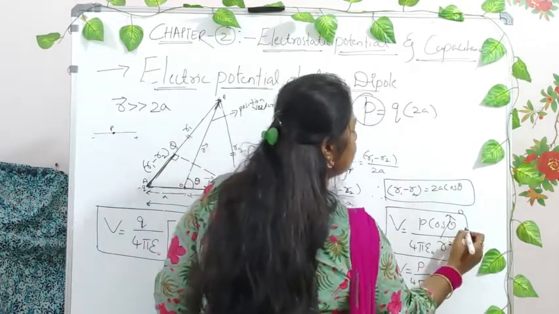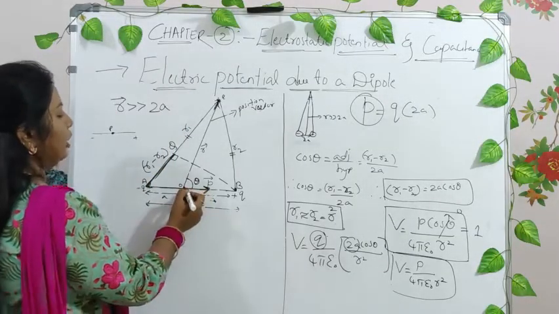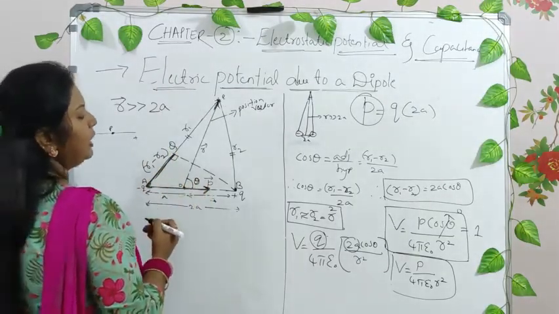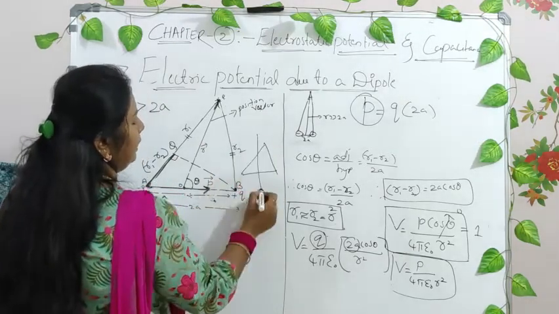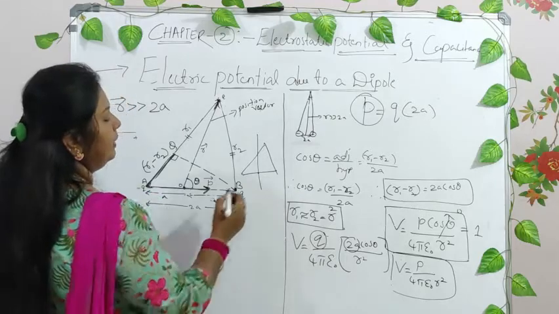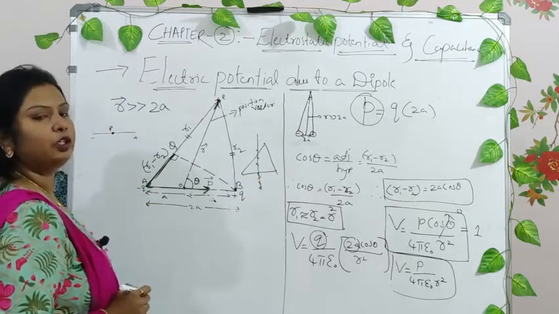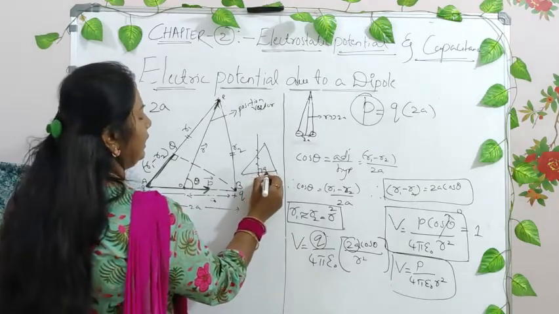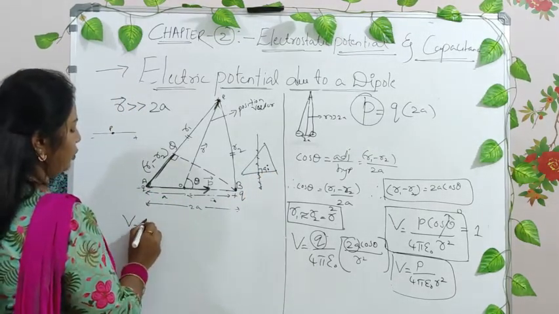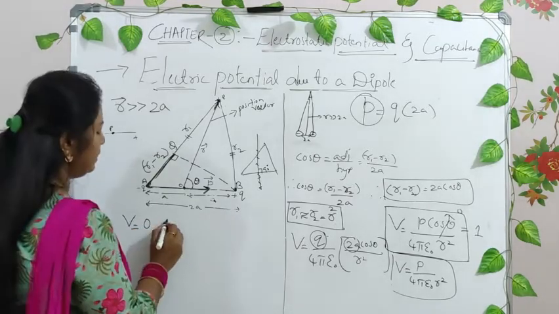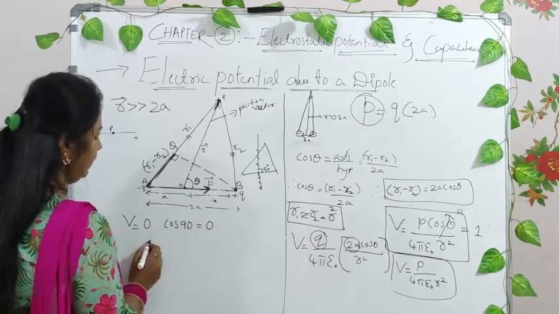Why? Because cos 0 will be equal to 1. The very next case is when the point lies on the equatorial line. What do you mean by equatorial line? If this is the triangle, the line that is drawn at the center, and if the point is anywhere on this particular equatorial line that makes an angle of 90 degrees, then the potential difference at that particular point will be 0. Why? Because cos 90 is equal to 0.